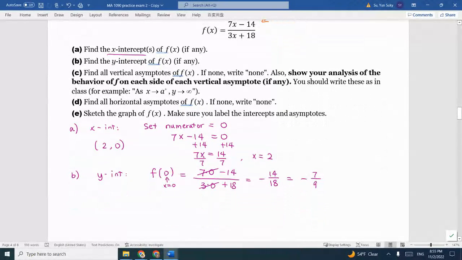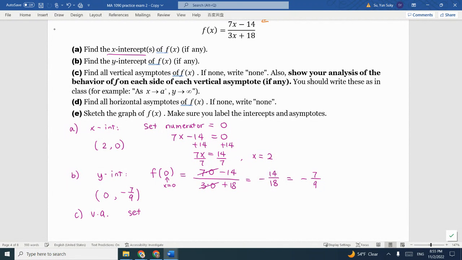And that is the y-coordinate. But y-intercepts are points, not a vertical line, not a horizontal line, not a number, it's a point. So the x-coordinate is 0, the y-coordinate is negative 7 over 9. So that is the y-intercept. And then part C, how do we find the vertical asymptote?